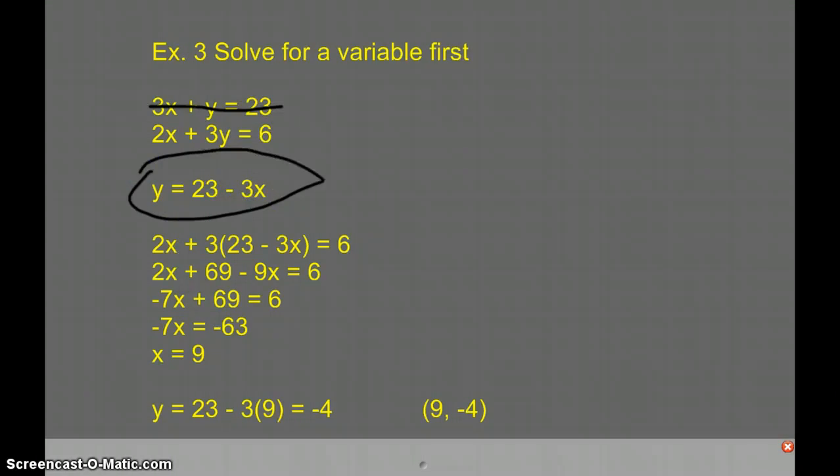I plug 9 in, I get negative 4, so therefore if I would have solved those two equations for y and graphed them, they would have intersected at the point 9 comma negative 4.